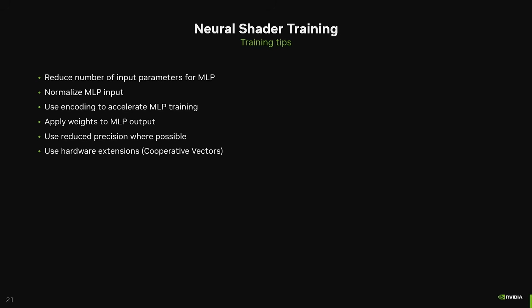We apply weights. It's a form of normalization of the MLP output, because the output of the network for different parameters can be of different scales, so we need to apply some weights to put them into the same range. And we use reduced precision where possible, so in training we use FP16. In optimization, we use both 16 and 32, and of course we use hardware extensions, because they use internal hardware specific to machine learning. In the case of NVIDIA, it's tensor cores.